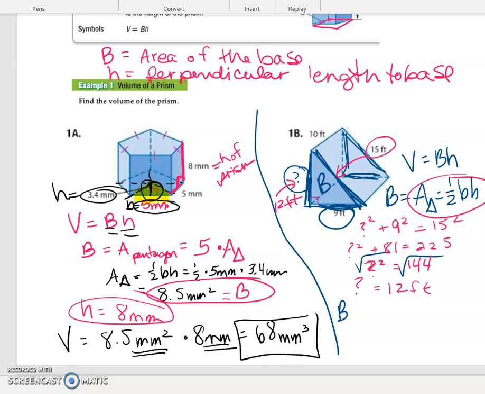So the area of the base, since it's a triangle, we're going to take 1/2 its base, which is 9 feet, times its height, which is 12 feet, and that is then 54 feet squared. And then the height of the prism, so this part right here, the height of the prism is always perpendicular to the base. And so it's going to be then 10 feet is the height of the prism.